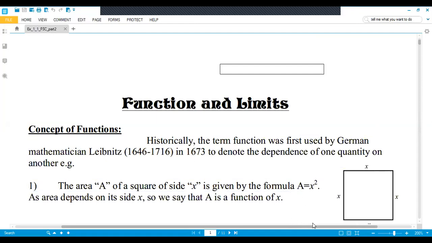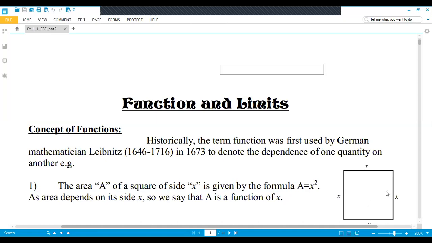So the concept of function, if we see it historically, the term function was first used by a German mathematician Leibniz in 1673 to denote the dependence of one quantity on another. It means that if you have two quantities, then with the help of functions, you know which one is the dependent quantity and which one is the independent quantity.